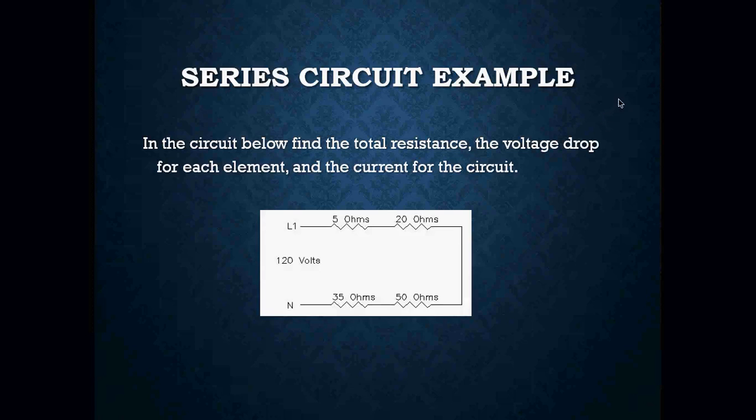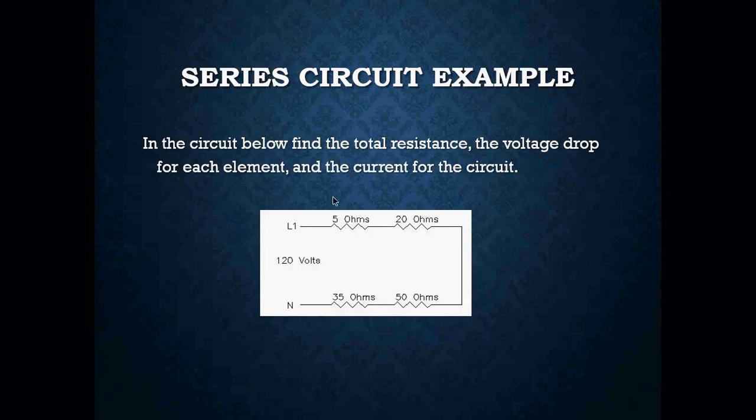Okay, here's another example. This one here, we want to calculate the total resistance, we want to total the voltage drop for each one of our elements, and we want to calculate the current for each one for this entire circuit. So how do we do that? Well, we know that in a series circuit, we need to add up the total resistance of each one of our loads. So we have 5 ohms, 20 ohms, 50 ohms, and 35 ohms.